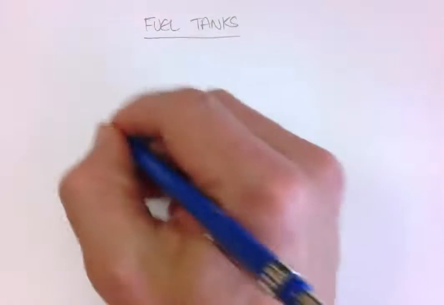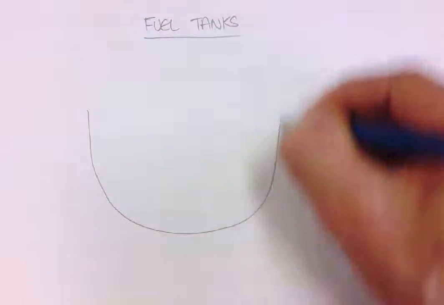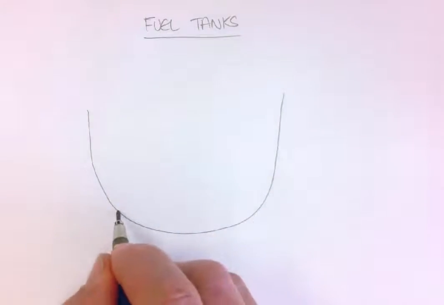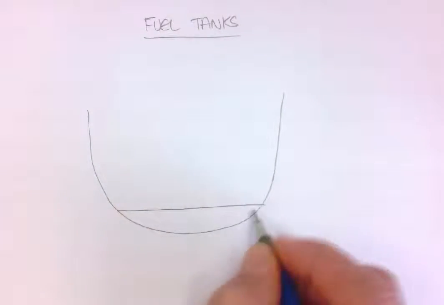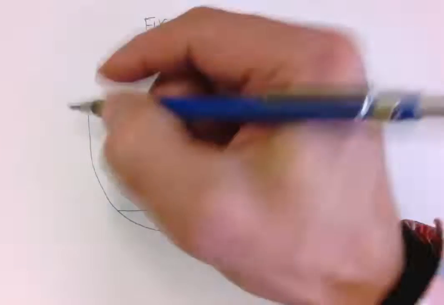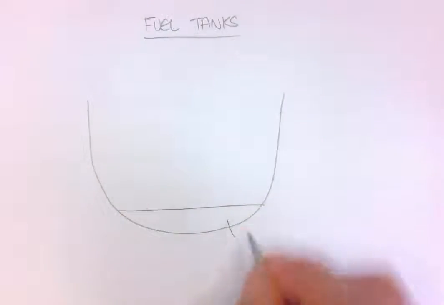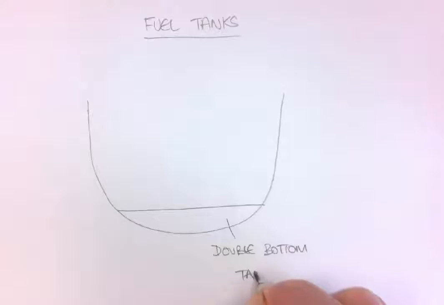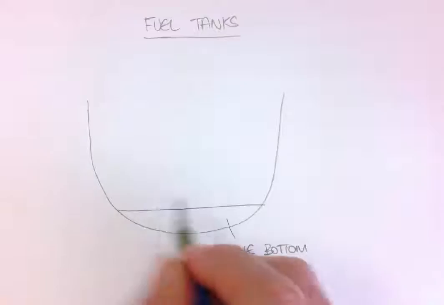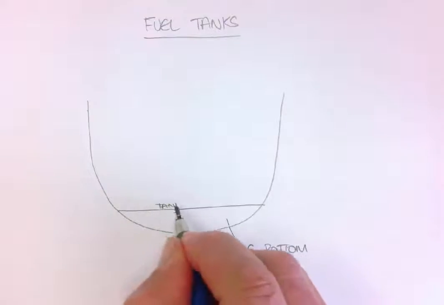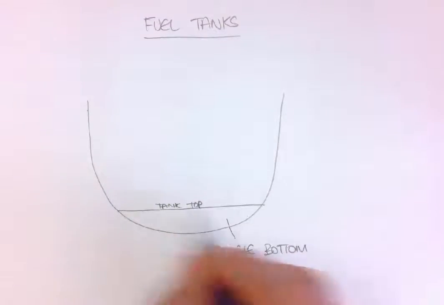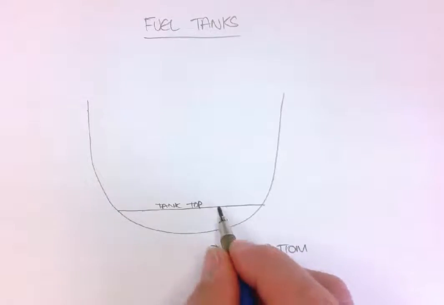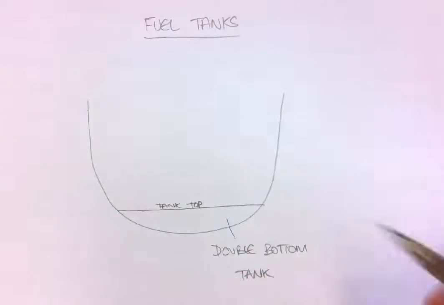Alright, basically we've got three different types of fuel tanks. We can have ones that are in the bottom of the structure of the vessel, and these are called a double bottom tank. I guess because if you consider this the bottom, and this is what we call the tank top on a double bottom tank. So that's a bottom and that's another bottom. I guess that's why they call it the double bottom.